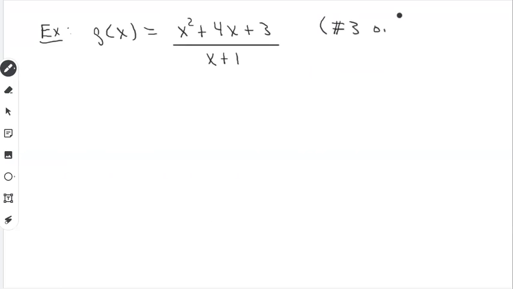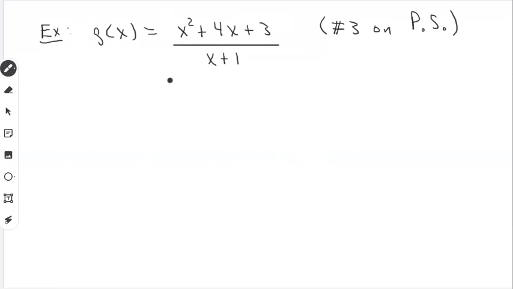Let's say we have g of x is equal to x squared plus 4x plus 3 all over x plus 1. And by the way, this is number 3 on the problem set. Okay? So here we have a rational function where we have a numerator and the denominator. Now, I always start off by factoring first. And I know I can't factor the bottom, right? That's just x plus 1.